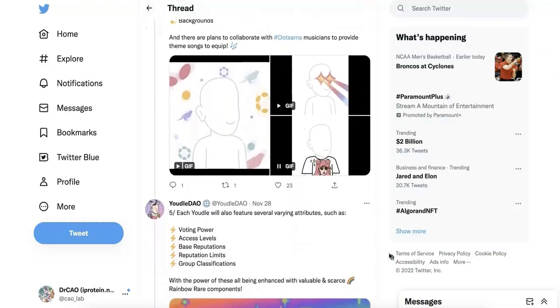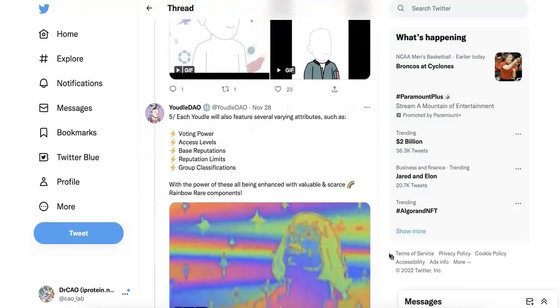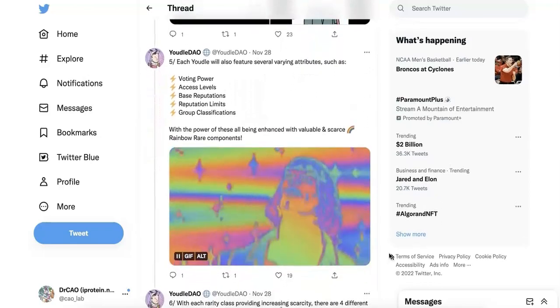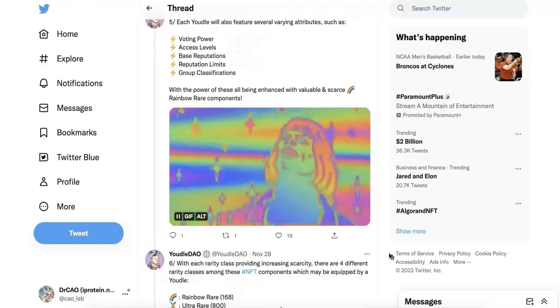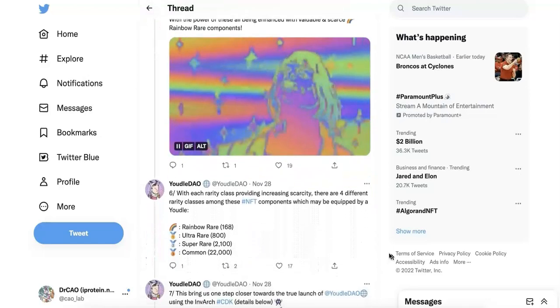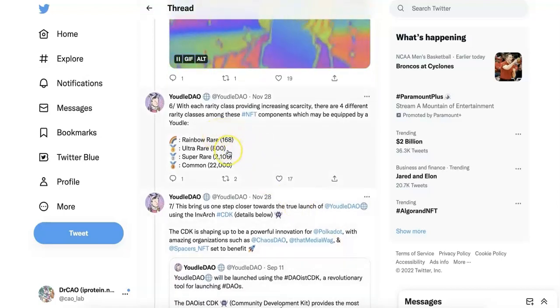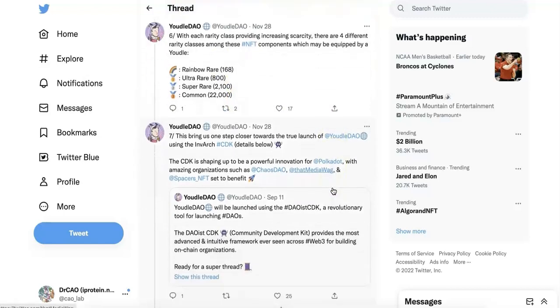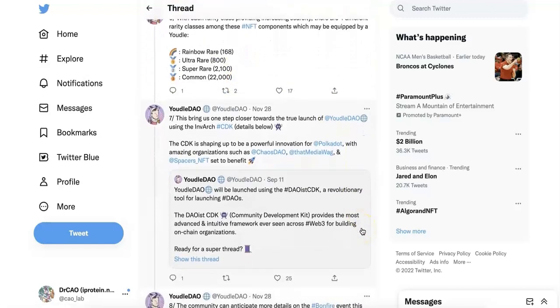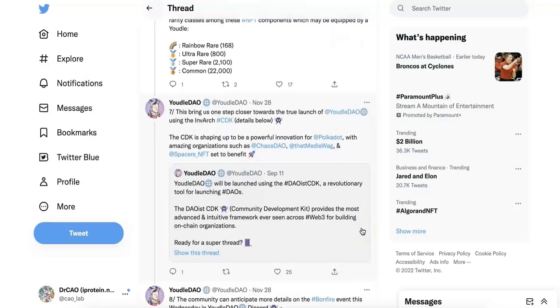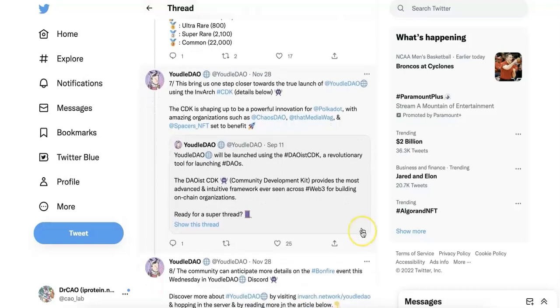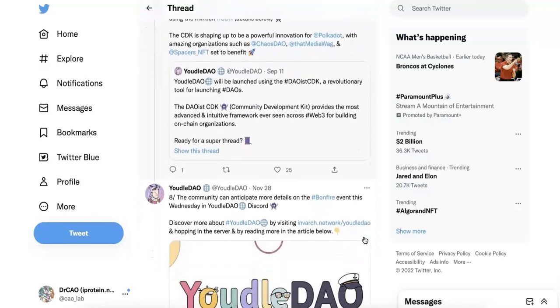This NFT will have different kinds of utilities, and you can also have different features, as you can see here, and they have 4 different rarities. Myself, I have the rainbow rare, so I'm quite excited about the future, and I hope it will be soon, when I can reveal my NFT and try the utility of the NFT. They use the InvArch CDK.